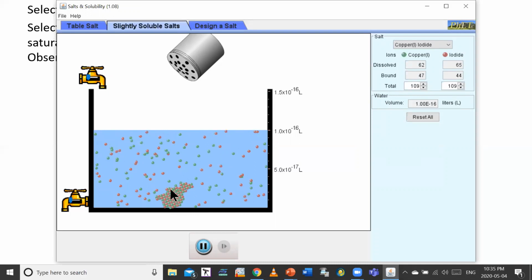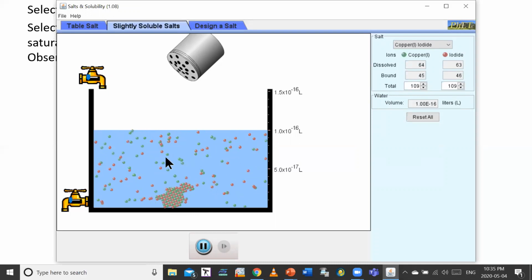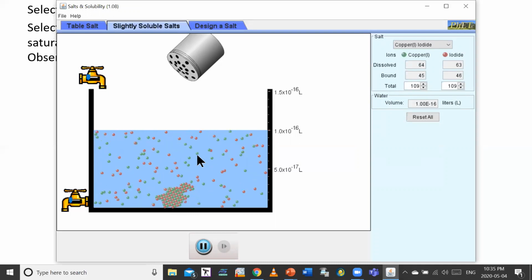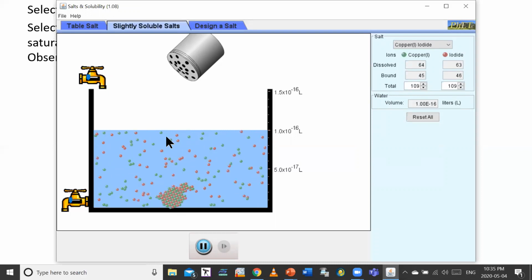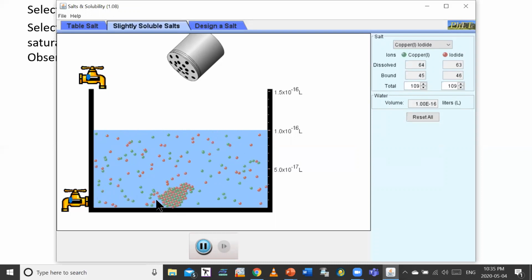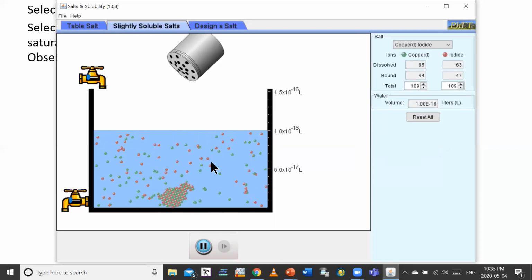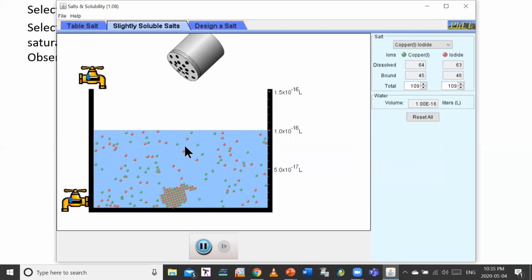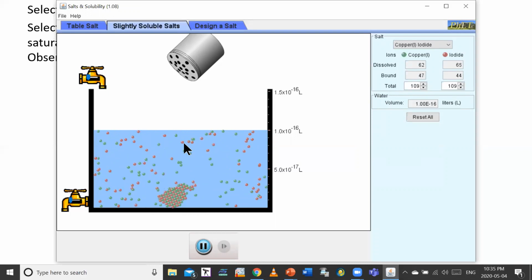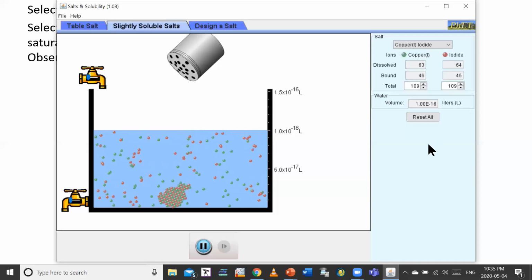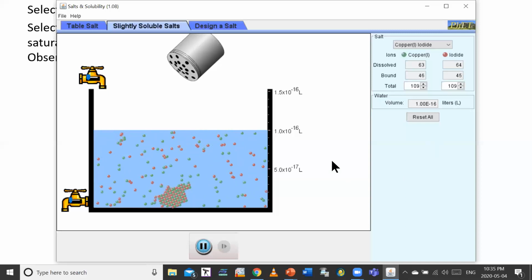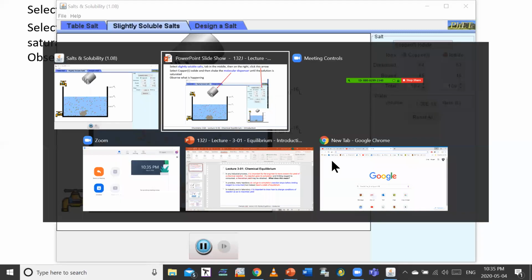So if you watch it carefully, you can see again there is an equilibrium that's established. The macroscopic properties that you're observing are not changing. The amount of solid in the container is not going to change. The quantity of dissolved copper ion and iodide ion in the solution are not changing. It's in a state of dynamic equilibrium. So that's a good example of it.